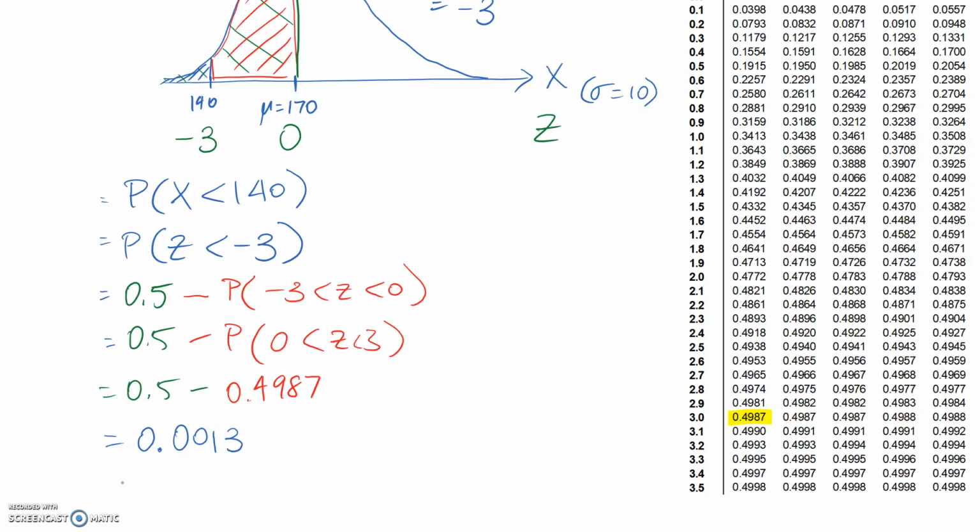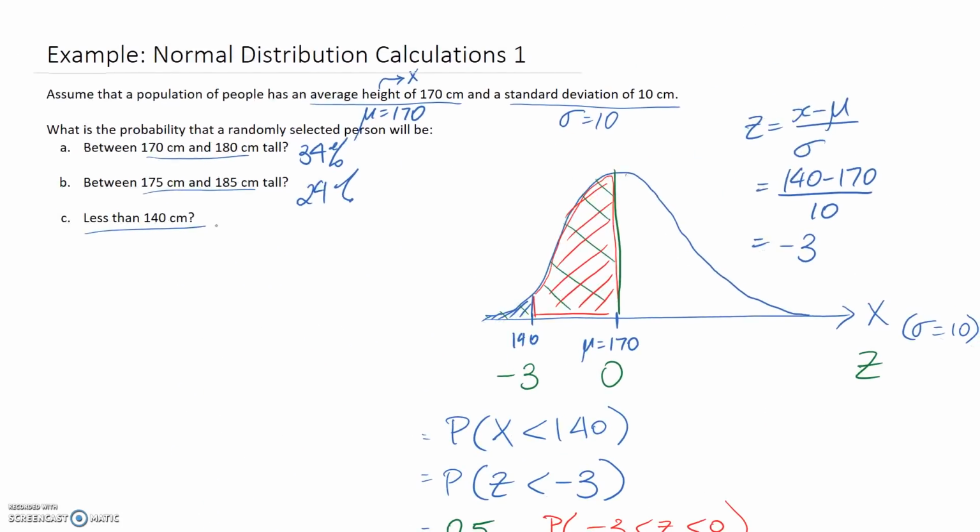If we convert that into a percentage, it'd be 0.13%. So super small. So that's the answer to this one, 0.0013. I invented an extra 0. 0.13% is the probability that someone's less than 140 centimeters.